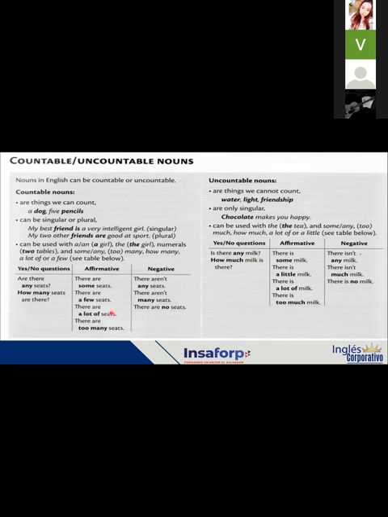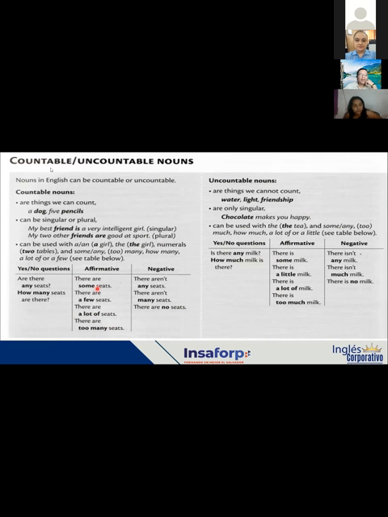Okay, volvemos a lo mismo. A lot of puede ser utilizado en contable e incontable. ¿Cómo sabemos si lo que dije fue contable o incontable? Fácil. With the verb be. Because you say is or you say are. I said is. There is a lot of chicken. So is, por el pollo, teacher.